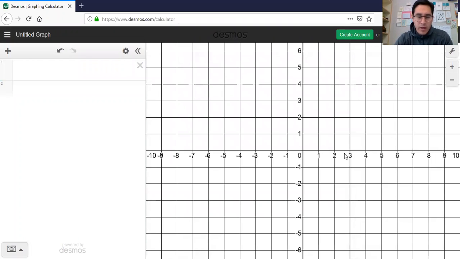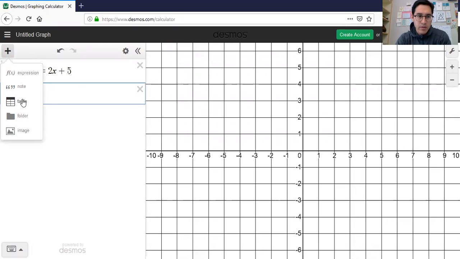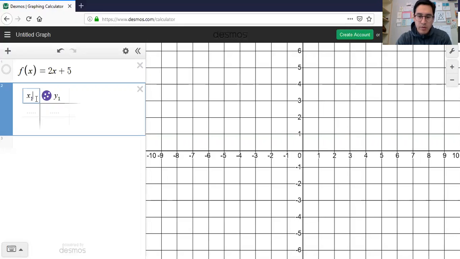So let's start by looking at some graphs of functions that we already know of, linear functions. Let's type a function f of x equals, I'm going to use the mx plus b form, so maybe 2x plus 5. So normally, how would we go about graphing a function like this? Well, if you're doing it by hand, you would use a table of values. So in Desmos, we can create a table of values.